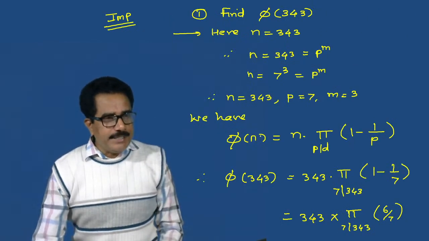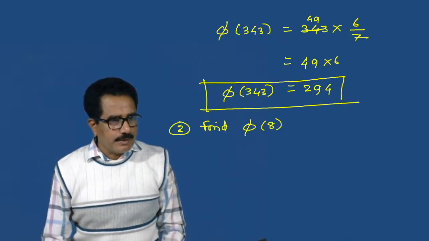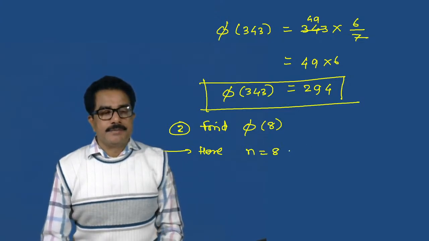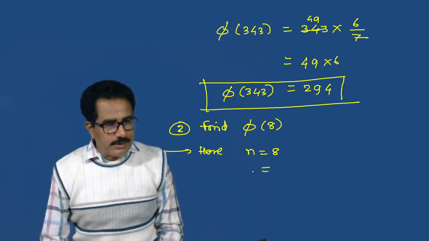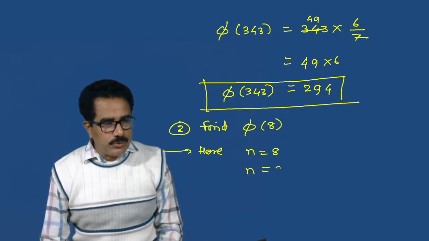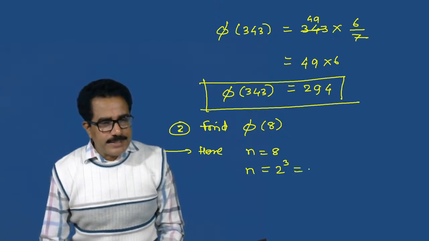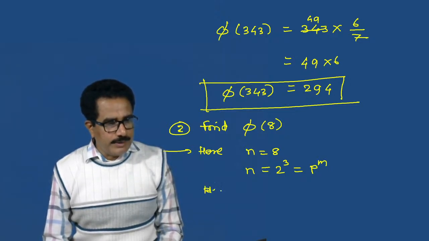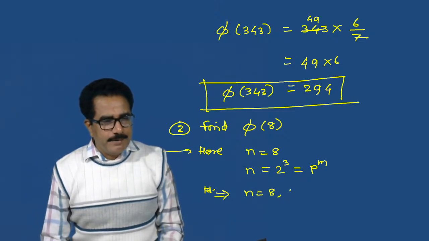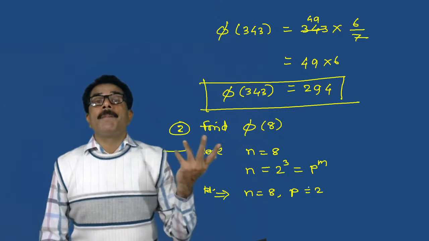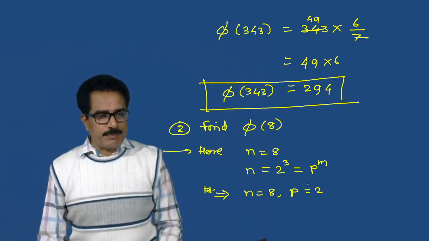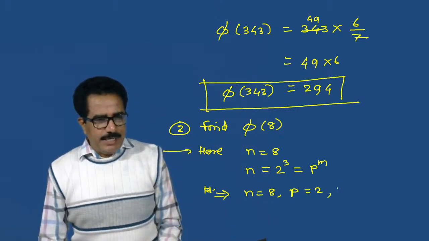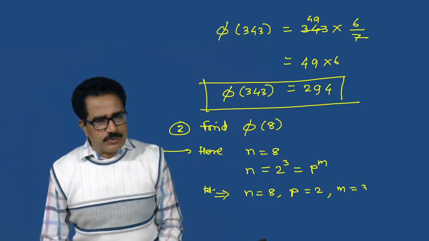So here n is equal to 8. What does this mean? n is equal to 2 raised to 3, means p raised to m. Here therefore this implies that n is equal to 8, p is equal to 2, p means prime, note that p means prime, m means its index, and m is equal to 3.